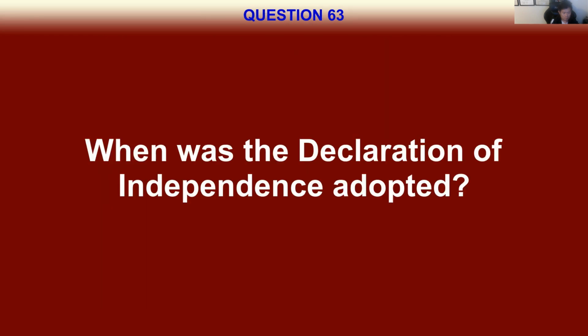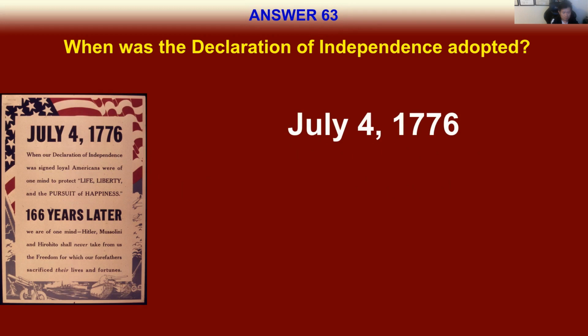When was the Declaration of Independence adopted? July 4, 1776.